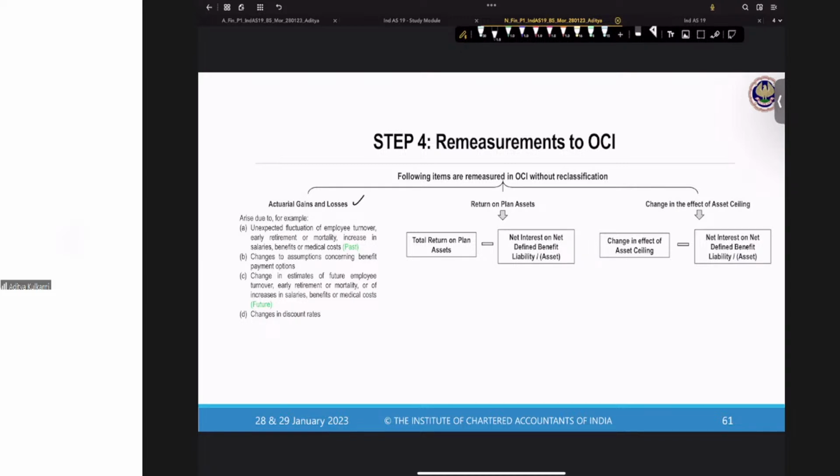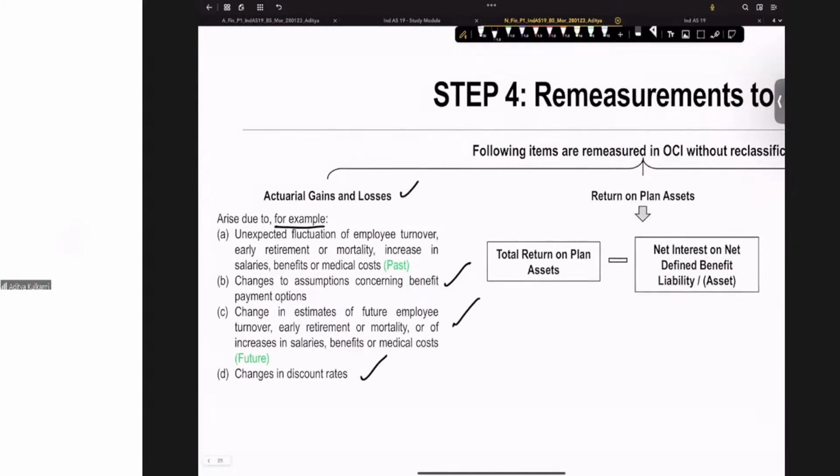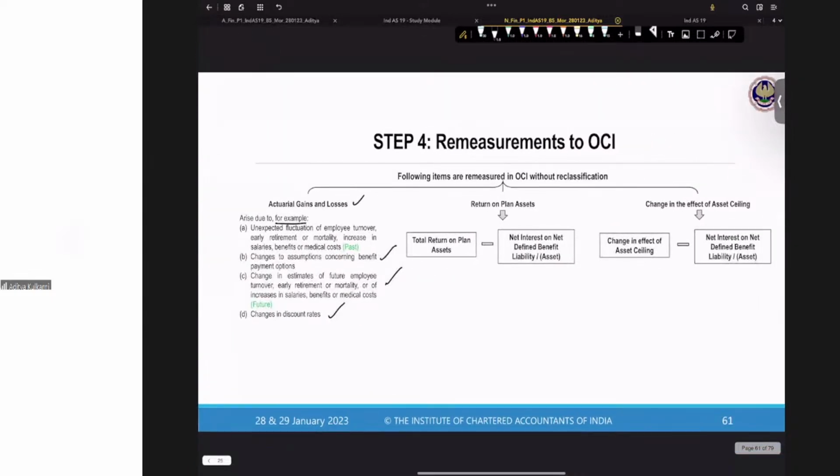Unexpected fluctuation of employee turnover, changes to assumptions, changes in estimates of future turnover, changes in account discount rates. These are only examples. Okay. We saw actuarial assumptions which were relating to demographic assumptions or financial assumptions. When there is any change in those assumptions, it will impact my obligation workings, and that is why that impact will have to be taken to other comprehensive income.